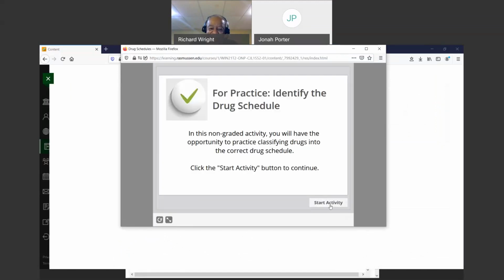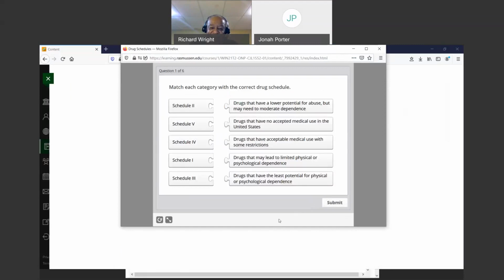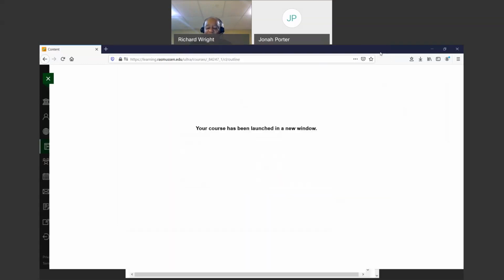And so you start the activity and you match these up. Drugs that have a lower potential for abuse but may lead to moderate dependence, and you line them up. Drugs that have no accepted medical use, do have medical use, so forth. I'm not going to do these, but you're going to do this yourself, and then you submit it and it'll tell you if you got it right or wrong. But that will help you to get ready.